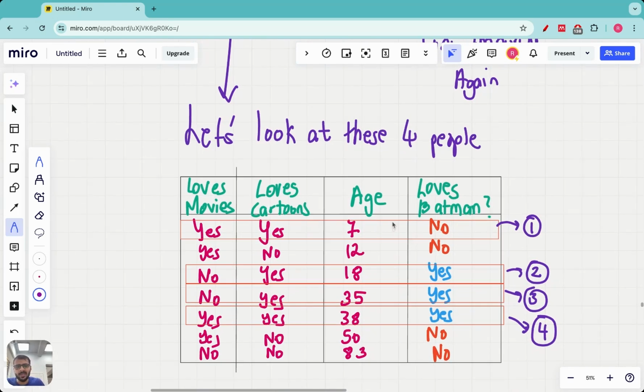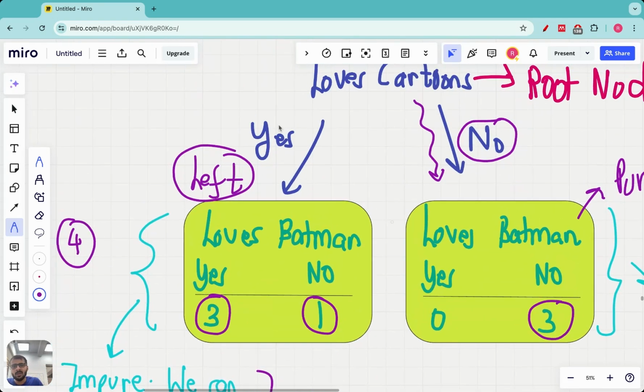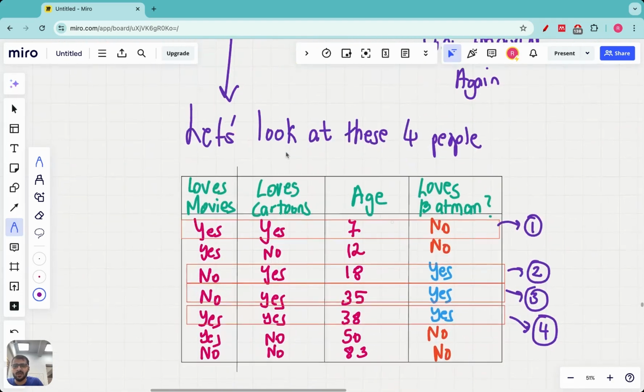First, let's look at the training data again and let's look at the four people who answered yes to the question of love cartoons.